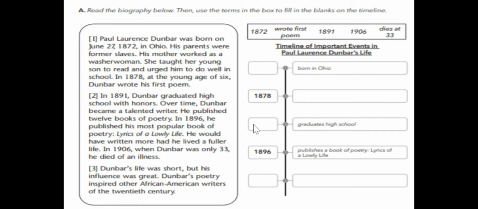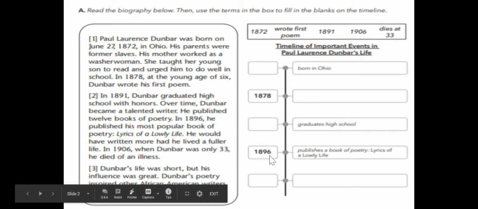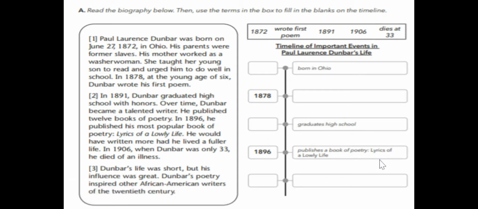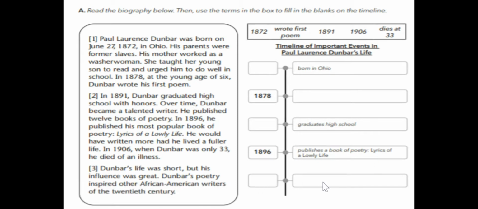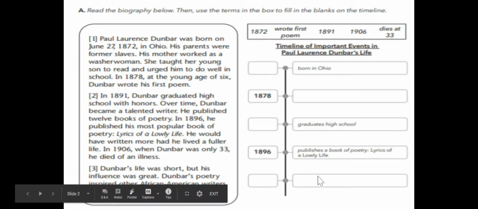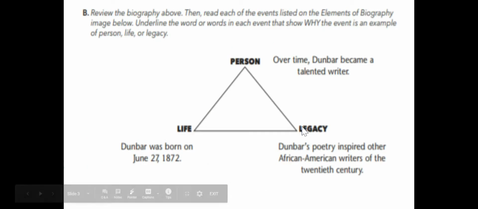He graduated from high school in 1891. So we put 1891 there. In 1896, he published a book of poetry, Lyrics of a Lowly Life. And lastly, he passed away. He died at age 33 in 1906. Okay, so fill in your timeline.